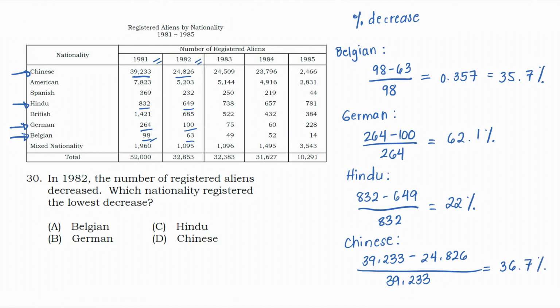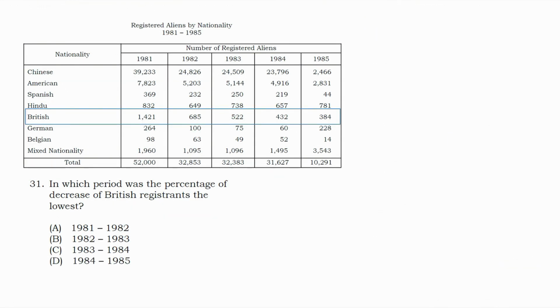So, hanapin natin kung sino yung lowest decrease dyan. So, yung lowest decrease dito is yung sa Hindu, 22%, which is letter C. Number 31, in which period was the percentage of decrease of British registrants the lowest? So, we have here yung mga data, yung nakabox na blue. Yun yung gagamitin nating data.